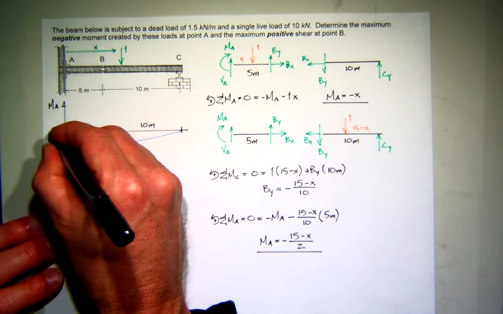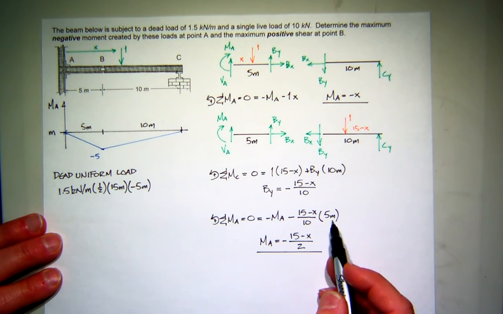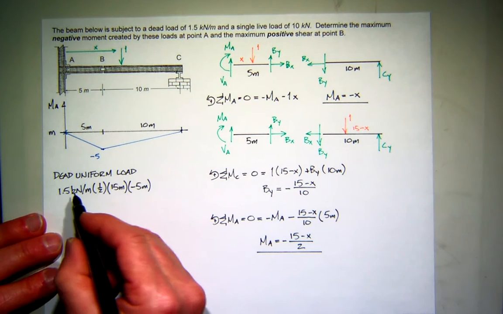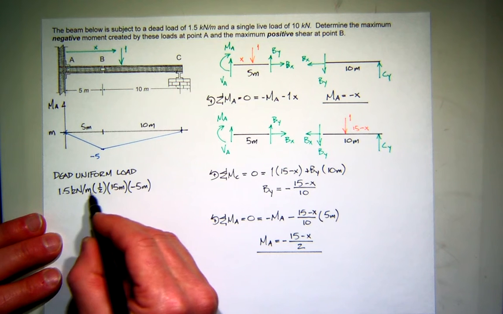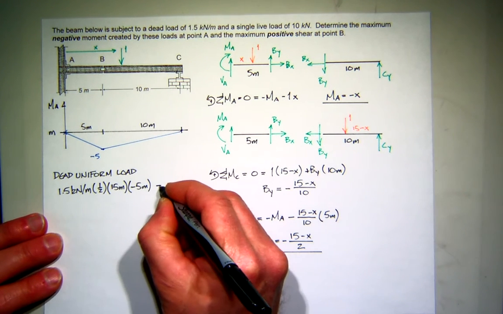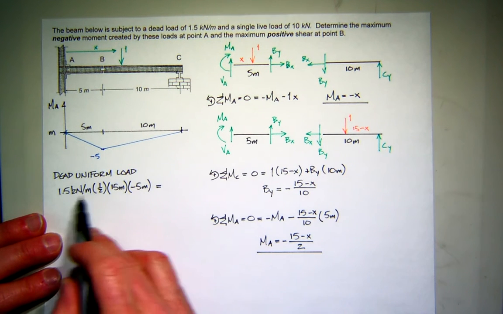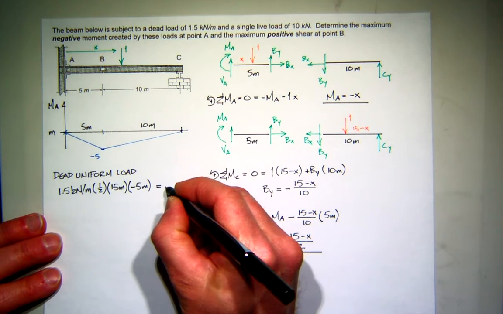Oh, I forgot. This has units of meters. I lost my unit along the way. See the unit of meter? I just left it off. Sorry about that. So now you get kilonewtons divided, 1 meter cancels, you get kilonewton meters, which is a moment. And I don't know what that is. You guys have to help me with that real quick. What's 1.5 divided by 2 times 15 times 5? It's going to be negative.